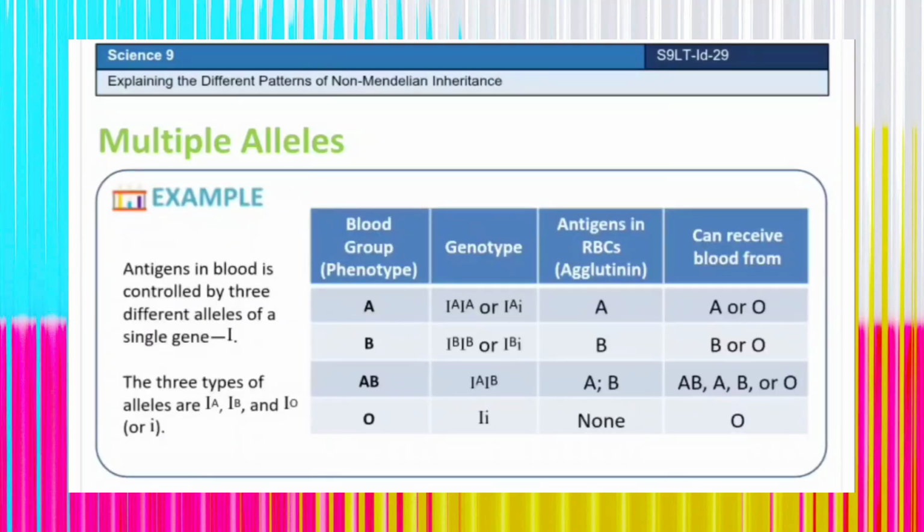An example of multiple alleles is the antigens present in human blood, which is the basis in determining blood type. Antigens in blood are controlled by 3 different alleles of a single gene, I. The 3 types of alleles are isoallele A, isoallele B, and isoallele O, or i. These alleles give rise to 4 possible phenotypes, A, B, AB, and O.